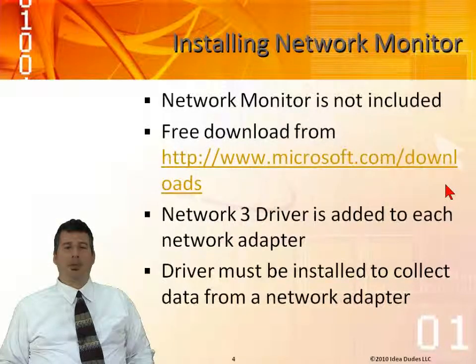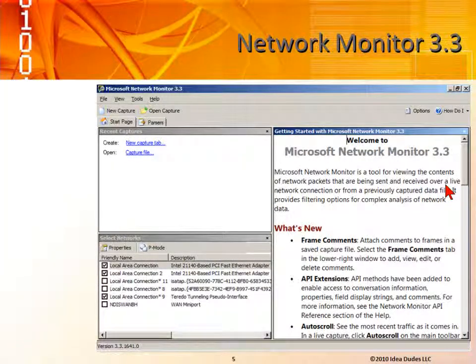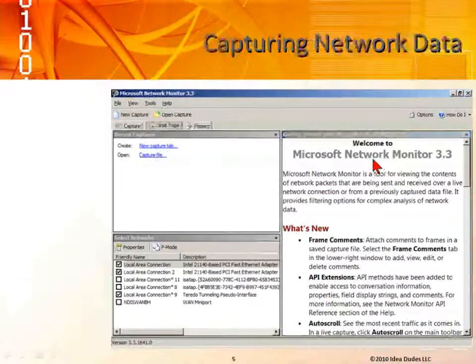If you want to collect the information from another machine, then you'll have to use SCCM or SMS. Now this is what Network Monitor 3.3 looks like. You have the ability to create a capture tab, and you can also capture a file. These are the different network adapters that we have access to capture the traffic. There's also the Welcome to the Microsoft Network Monitor information. You have frame comments, API extensions, and auto scroll, and you can go through that information so you can familiarize yourself with the tool.